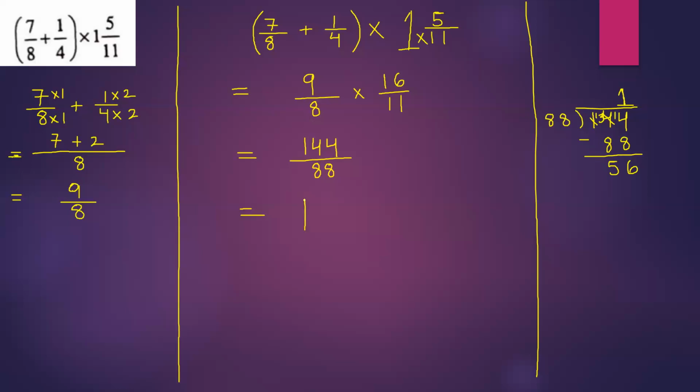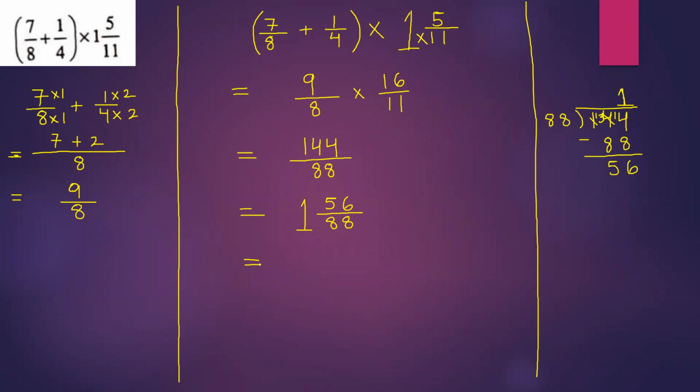1 and what? 56 over 88. Are we done yet? Can we reduce 56 and 88? Yes, we can. What number could we use? 4. How about 8? Can we use 8 as well?